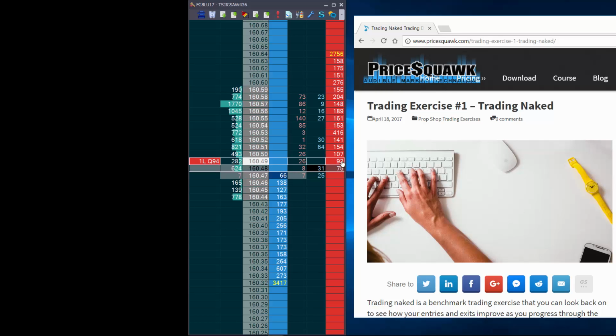How are we making ticks? How are we losing ticks? What can we improve on for the next session? This drill is performed by prop firms all over the world to introduce them to the DOM, but also to get them thinking about order flow and working bids and offers.